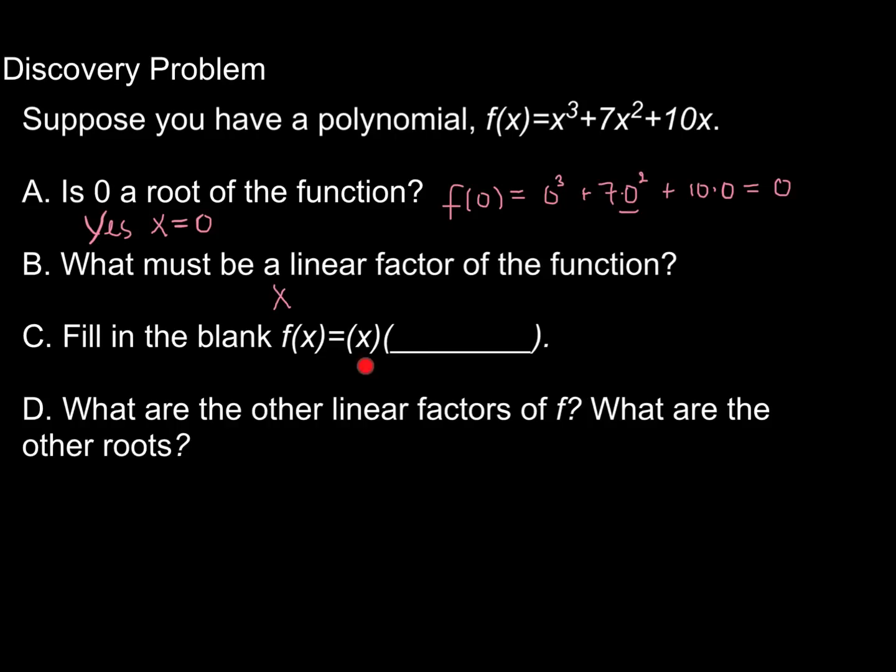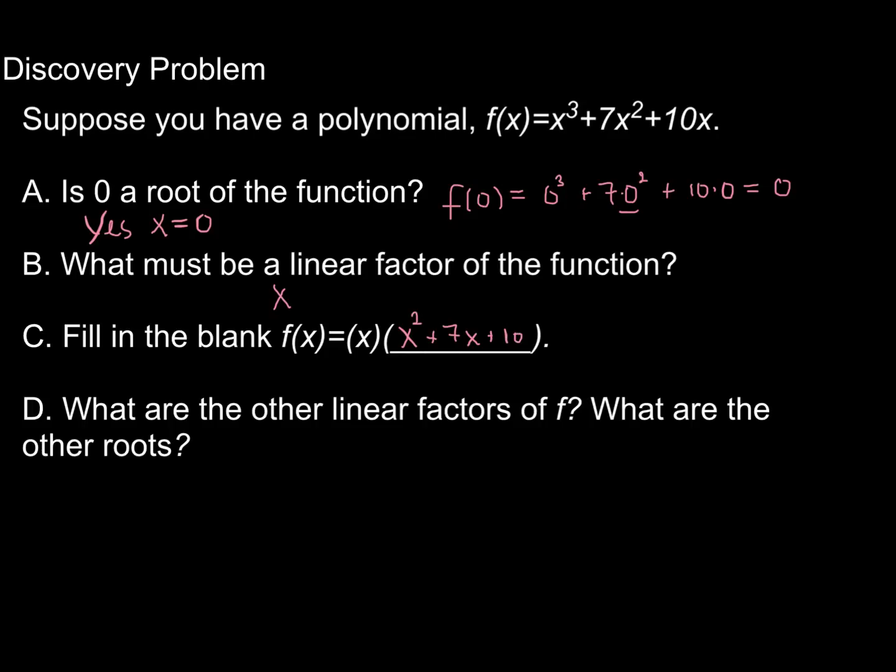This leads us to try and write the function f of x as this linear factor times whatever's left over. Well, if I'm going to be multiplying x times something, and I'm going to end up with x cubed plus 7x squared plus 10x, it doesn't make it too hard to figure out what the other terms need to be. x times what is x cubed? x squared. x times what is 7x squared? Well, that'll be 7x. And x times what will be 10x? Well, that's 10.